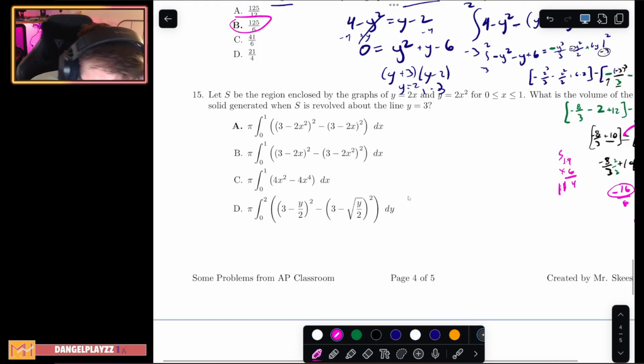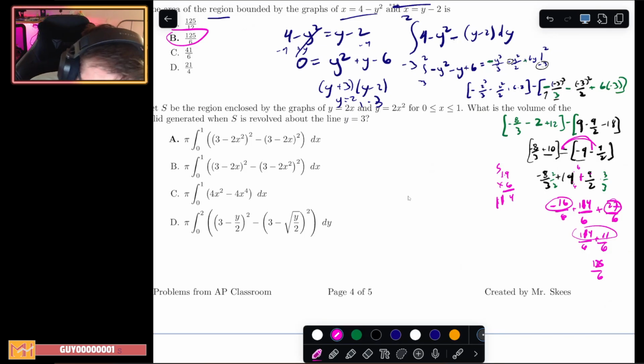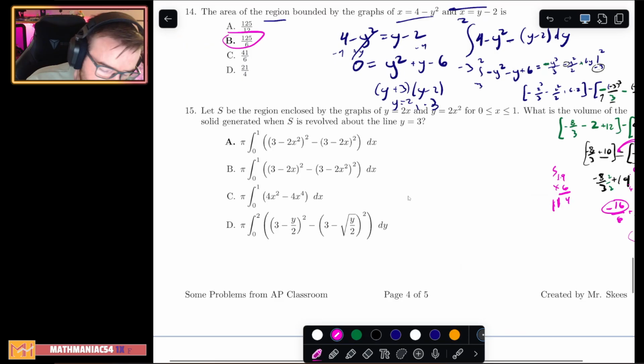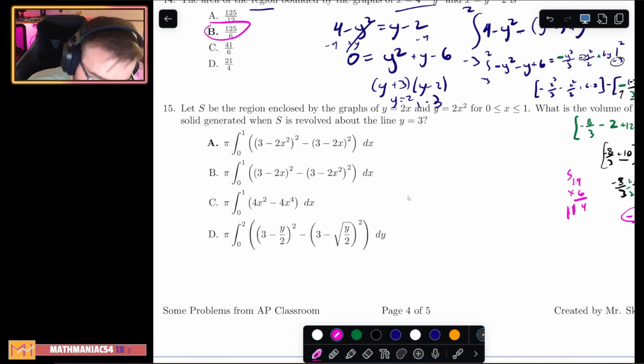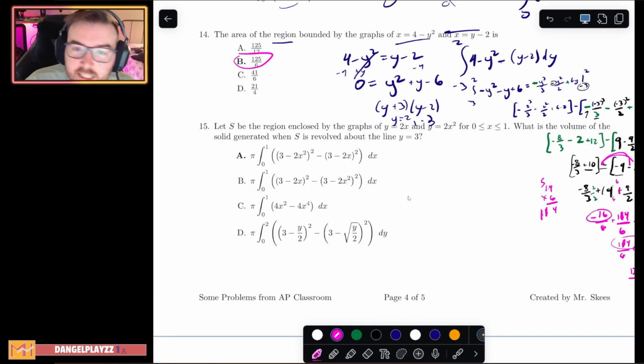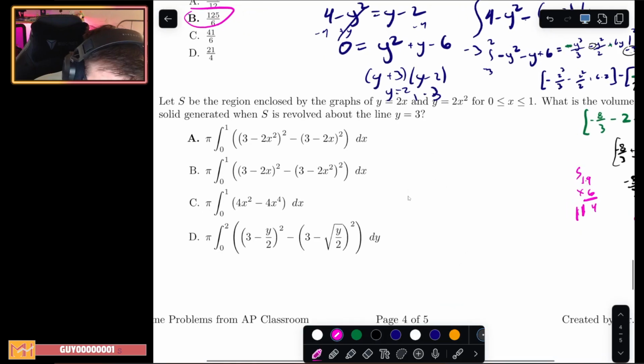Let S be the region enclosed by the graphs of y equals 2x and y equals 2x squared from 0 to 1. What is the volume of the solid generated when S is revolved about the line y equals 3? So this is exactly like the FRQ, just we need to choose the right integral. So it's a lot easier because you don't have to write anything yourself. You just got to look at it and find it.